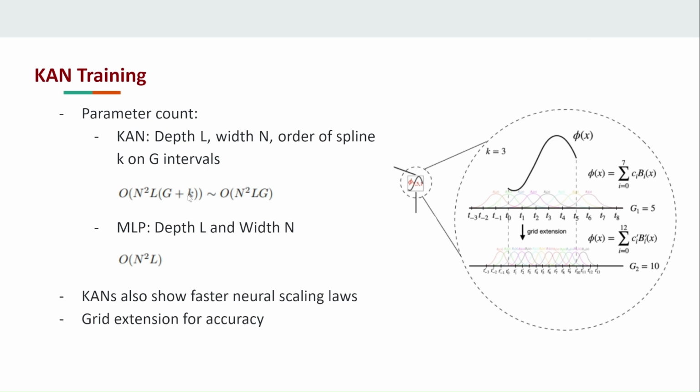And for each of these, we're going to need n cross n. So if it's a width of n, we're going to need n cross n activation functions, multiplied by the number of b-spline basis functions, and then multiplied by depth L. So you get n squared L times (g plus k) as your parameter count, which is approximately O of n squared L g. Comparing to an MLP of depth L and width n, it would just be n squared L.